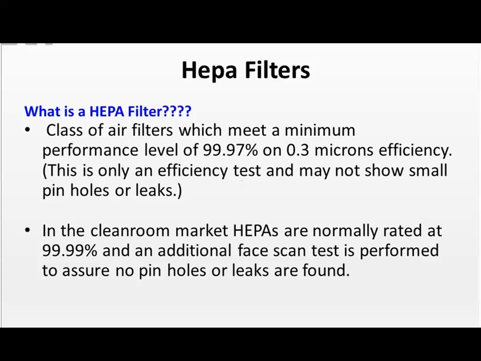This means that your HEPA filters are going to be 99.97% efficient or effective at filtering particles as small as 0.3 microns in size out of the air of your clean rooms. And this, of course, is only an efficiency test, so it may not show small pinholes or leaks that may be in your filters, but they're still able to filter these particles.